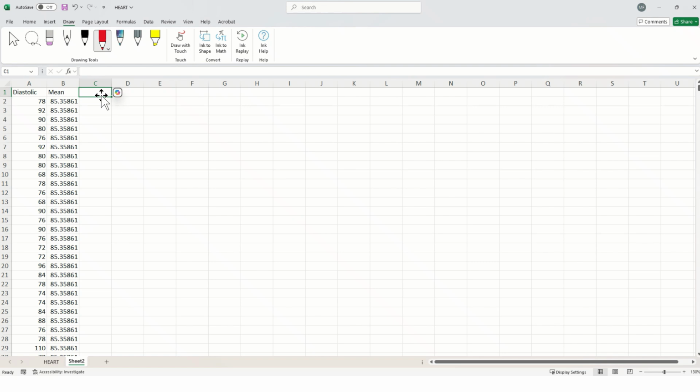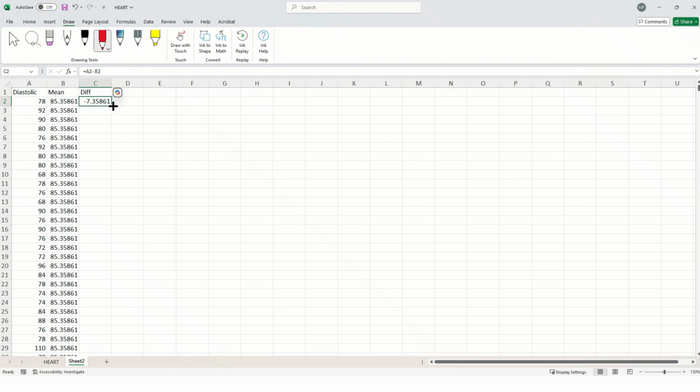Okay, next we are going to calculate the difference of each of these values from the mean. So I'm going to label this column diff for difference, equals 78 minus 85.36, enter. So now I see that this person with diastolic blood pressure of 78 has a value that is approximately 7.36 millimeters of mercury below the mean.